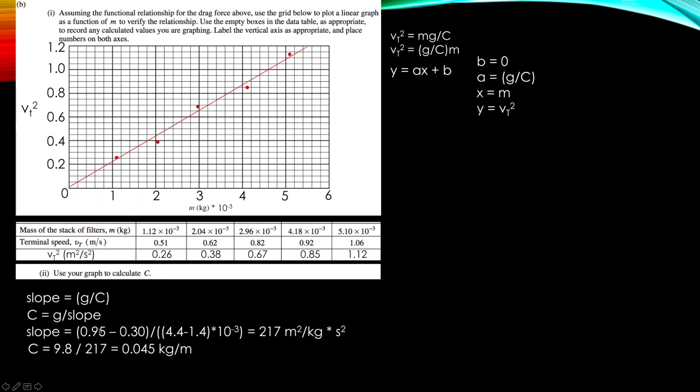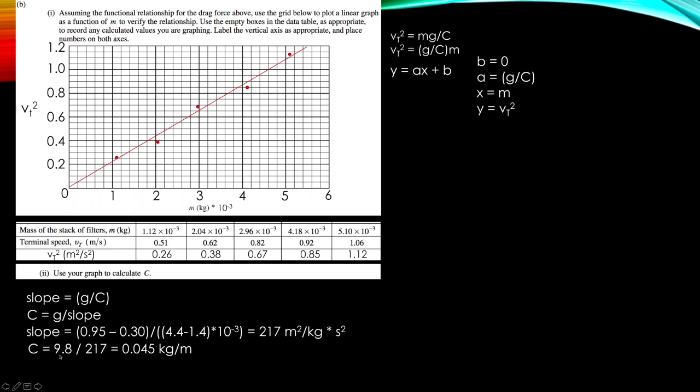I just took this 4.4, 0.95, and then 1.4 and 0.3. And just did rise over run, just a basic slope calculation from that graph. And I got 217 meters squared per kilogram second squared. And then I plugged it back into this equation. C is equal to 9.8 over 217.